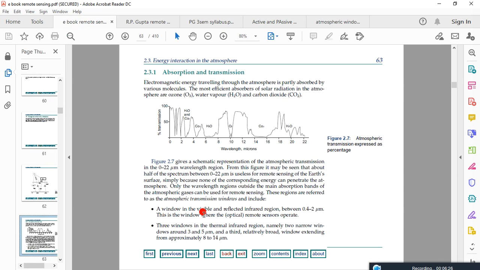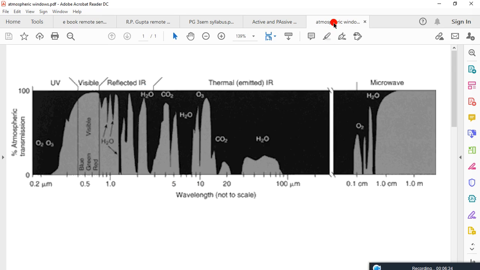So a window in the visible and reflected infrared region, that is from 0.4 to 2 micrometer. From 0.4 here to 2 micrometer, somewhere here, reflected infrared. It will be somewhere here. This is a logarithmic scale. In fact, it is not to scale also, but this is how we show a log scale. That means the differences here are not equal, they are in the logarithmic sequence.